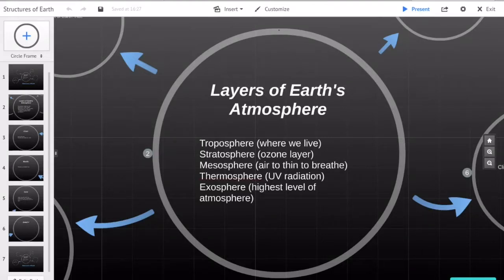In the mesosphere, air is too thin to breathe. The coldest temperatures in all of the atmosphere are found here, usually about -90 degrees Celsius. High energy X-rays and UV radiation can be absorbed in the thermosphere, so it can be very hot. And in the exosphere, this is the highest level of the atmosphere. It's a very thin layer. So if you know all of that, you're ready to go on layers of Earth's atmosphere.